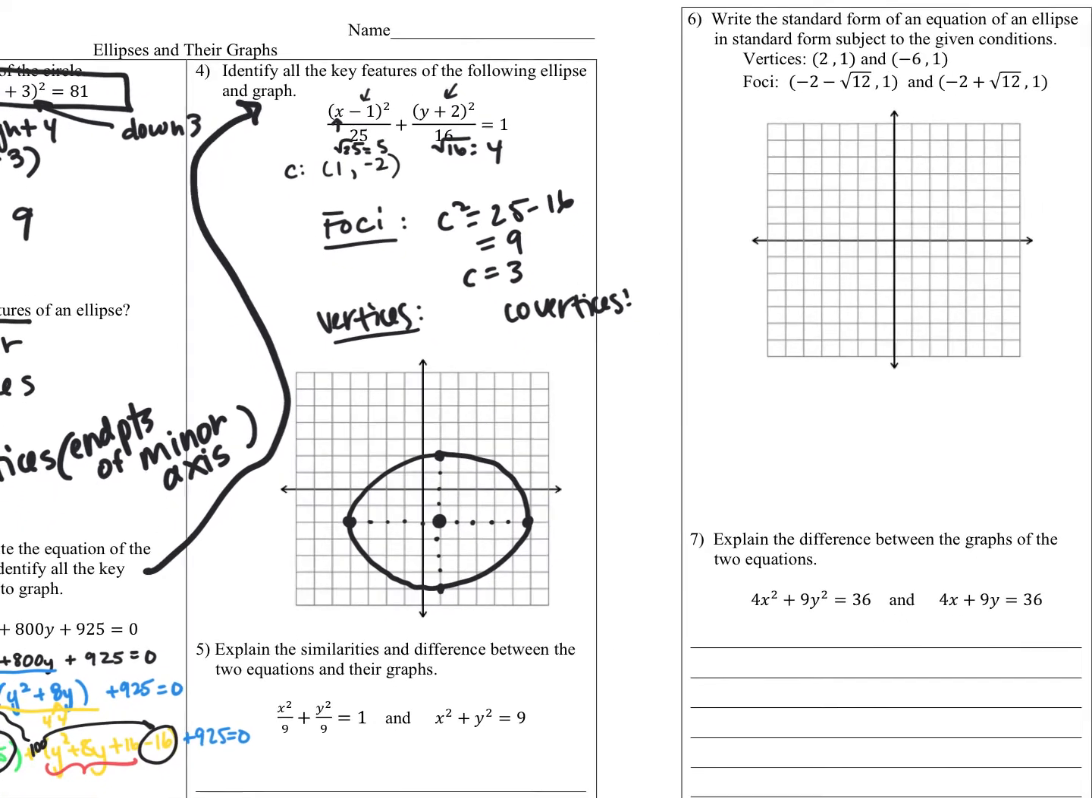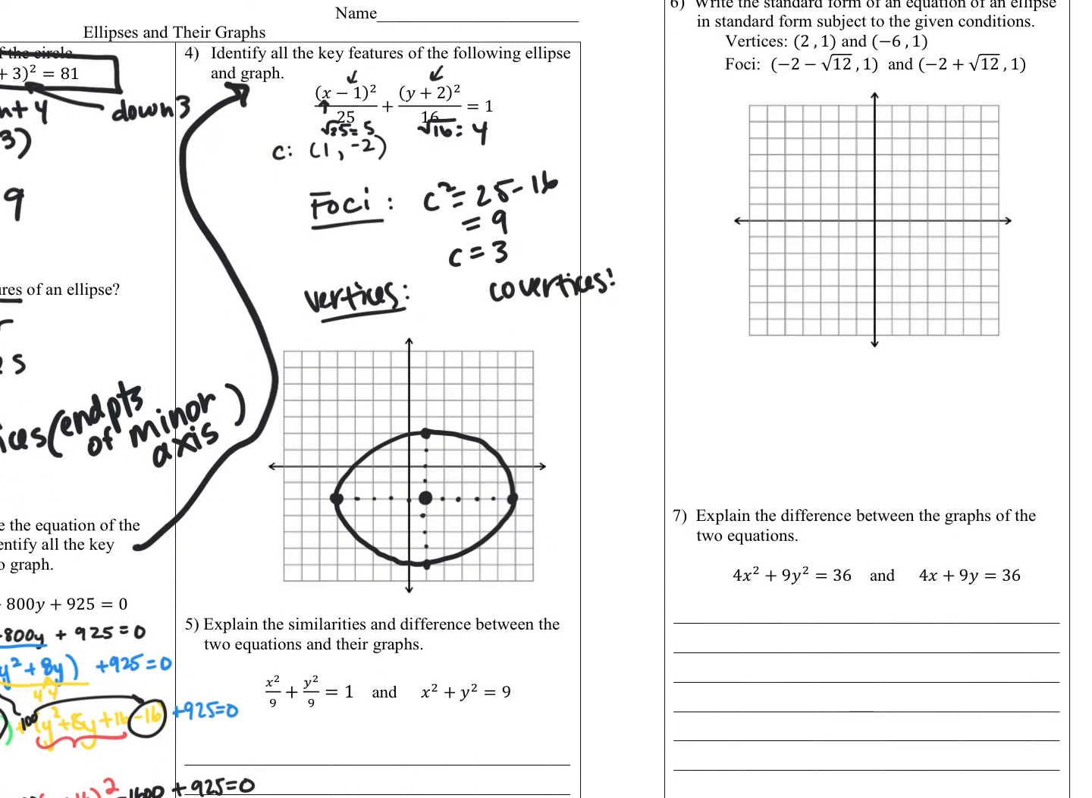So on our graph, they're on the major axis, which is the x direction. So I'll go 1, 2, 3. So there's a focus, and 1, 2, 3. There's our other focus. So if I need to list the coordinates of that, you can, again, think about your center. And if I went right 3, that would be at (4, negative 2). If I went left 3, that would be at (negative 2, negative 2), which should match up with what you see on that graph.